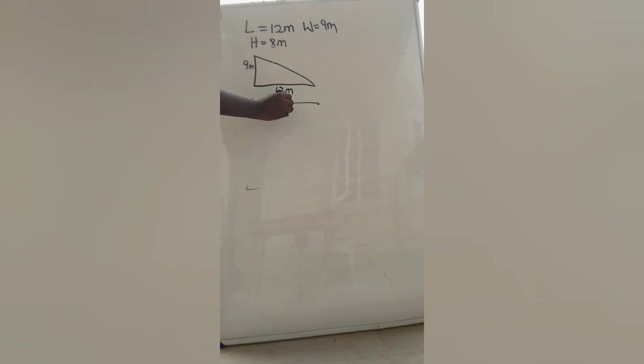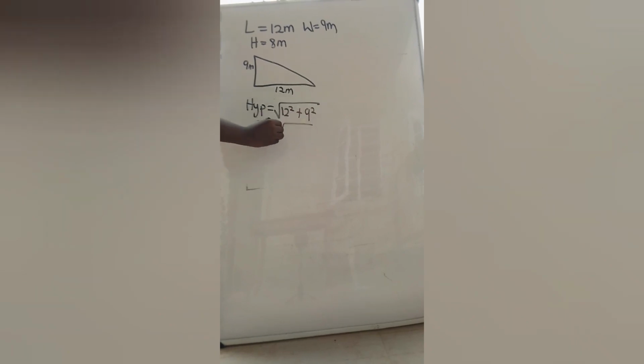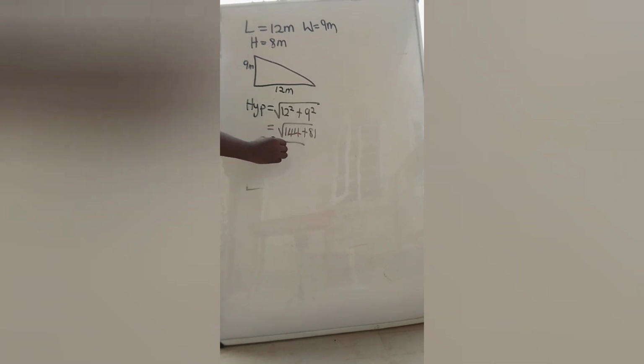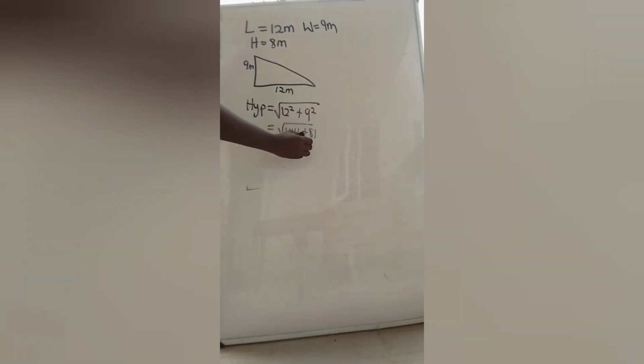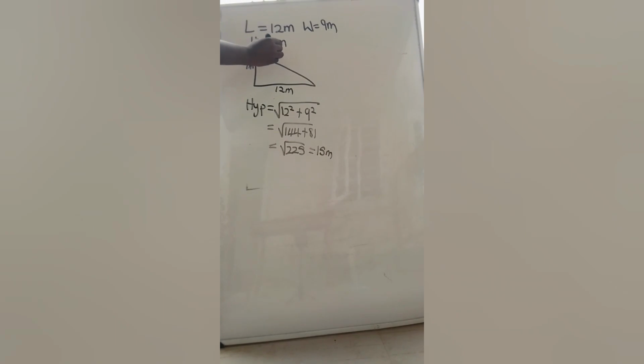So now to find this hypotenuse, square root of 12 squared plus 9 squared, which gives 144 plus 81. 144 plus 81 is 225. Our square root of 225 is 15, which means that here is 15 meters. We now go further to find the diagonal the room makes with the floor. And how do we do that?